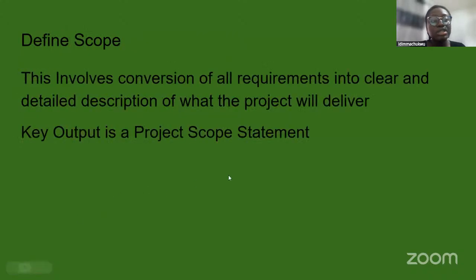So moving on to the next process. The next process is to define scope. This involves conversion of all the requirements into a clear and detailed description of what the project will deliver. And the key output of this is a project scope statement. I've initially explained this when I was talking about the project scope management plan. It's just defining all the requirements that you've gathered, structuring them, and describing them well so that they're easily understandable. Anybody can pick up the document and know what you mean, right? So that is what the scope definition is all about.